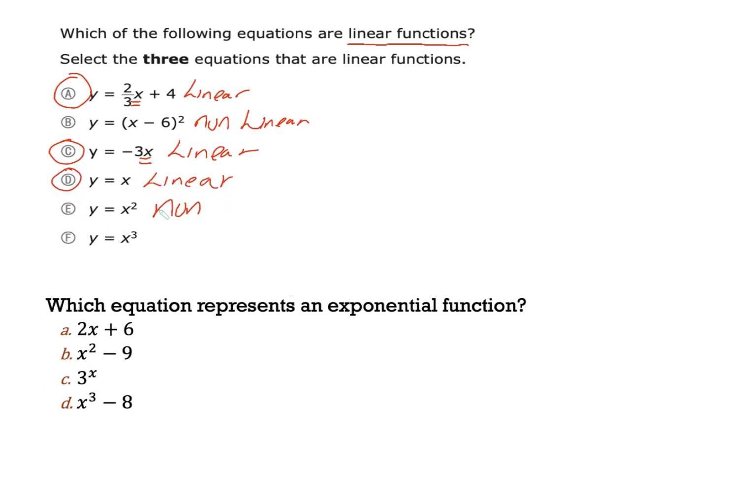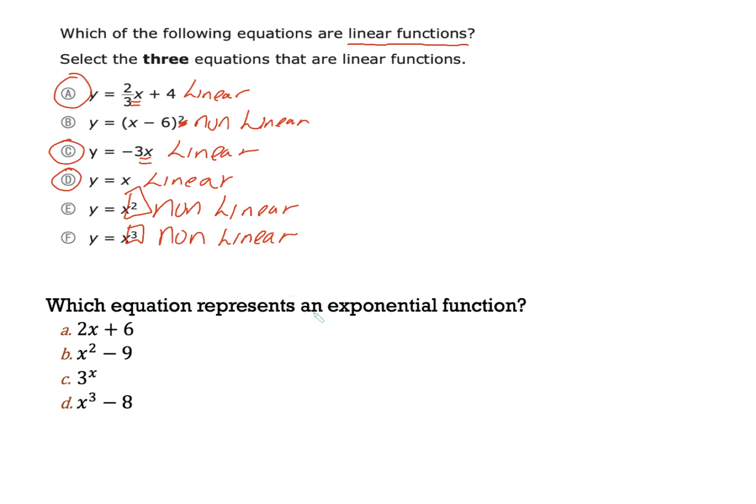E would be considered non-linear because we do have a visible exponent. I can see a 2. And F would also be non-linear because I can see an exponent. There is a visible exponent, it's a 3. Remember, when you have an equation, it is considered linear if you have no visible exponent. There's no exponent here with your x, none here, none here. This one is a little bit tricky, but remember, there's an exponent here. You can see it. It's a 2. So your answer is A, C, and D.